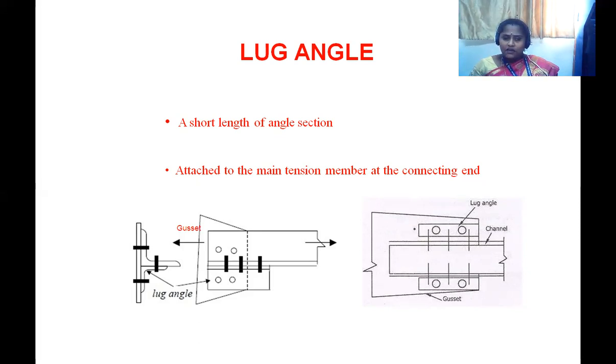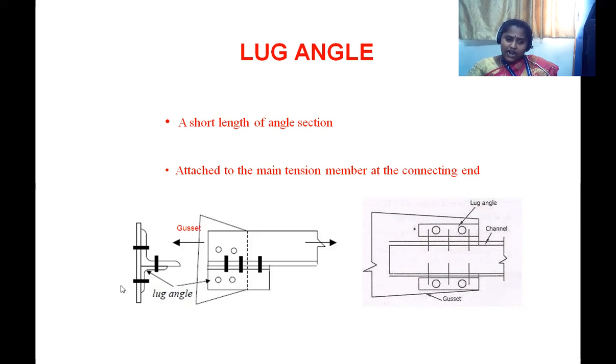But in the case of design, you could see the gusset plate is given in a trapezoidal shape. At the same time, in the design you require a minimum of 4 bolts to be connected. 2 bolts have been placed here in the main member. And what about the other 2 bolts? Where and how are they to be connected for transferring the force?